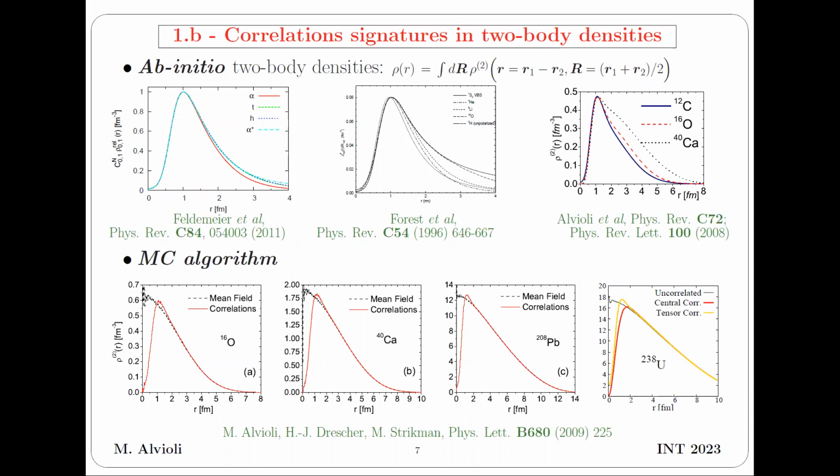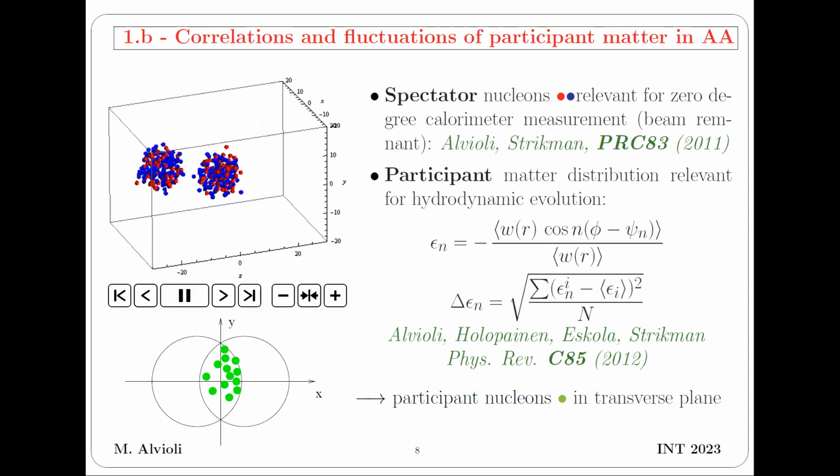As you see, the figures in the bottom are obtained from these configurations, and you can clearly see the difference of the radial two-body density for configurations including correlations, the red curves, and the mean field configurations, the black curves. We can do this for a whole range of nuclei, and I will show a few applications of these configurations in the following.